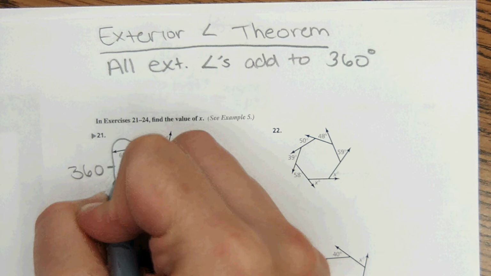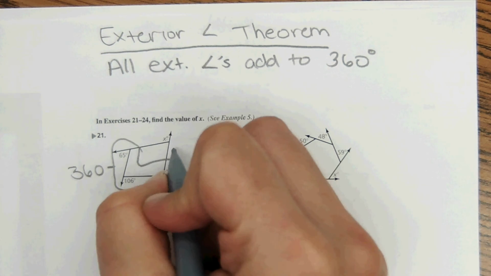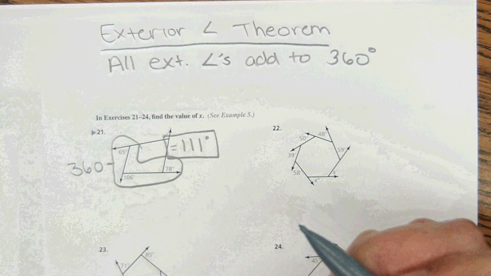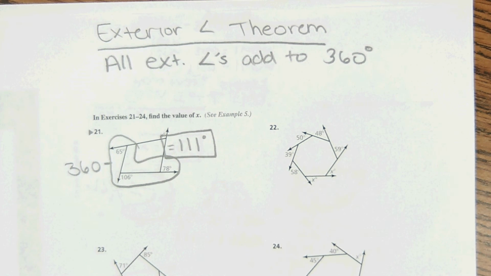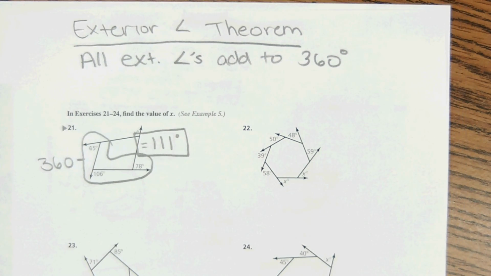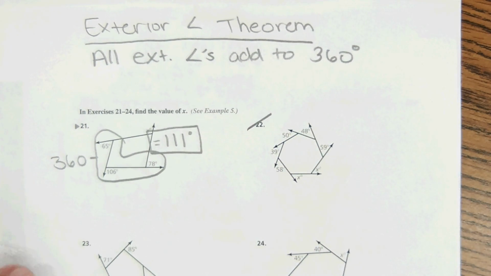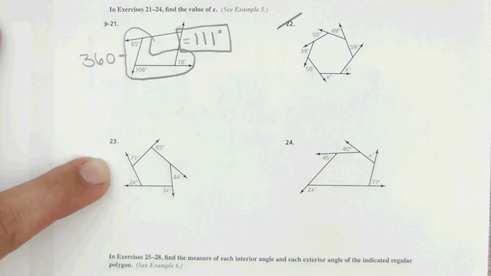So for 21, to find this missing angle, these exterior angles add to 360, so 360 minus these three angles equals 111 degrees, and that's the answer. Okay, we're going to skip that. We're going to do 23.